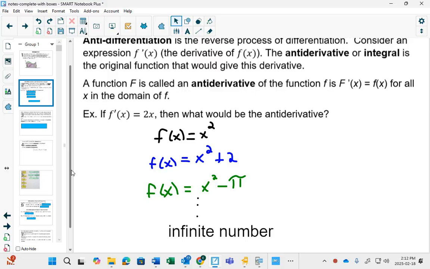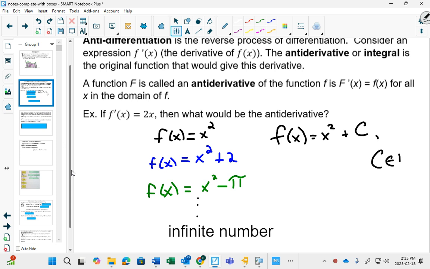So sometimes you'll see, and you'll be asked to just say, it could be anything, where C can be any real number. But if it just asked you to find one of them, I'd probably just stay with x squared plus 0. That seems easy enough. But it could have had another number there.